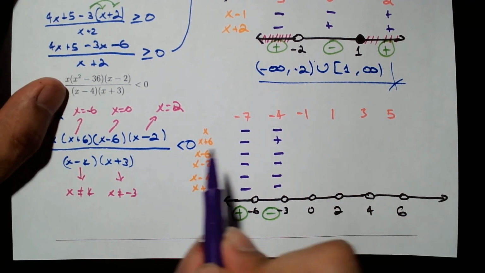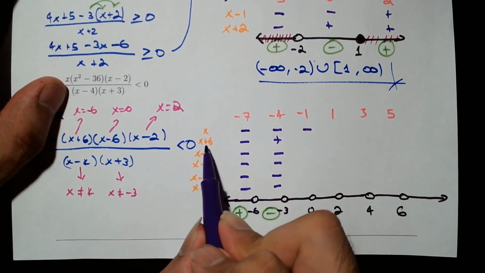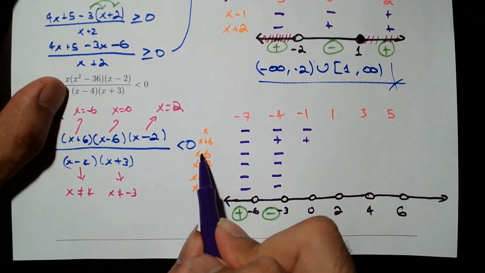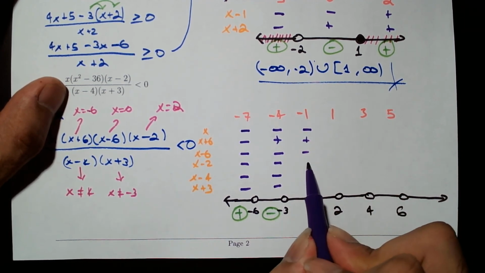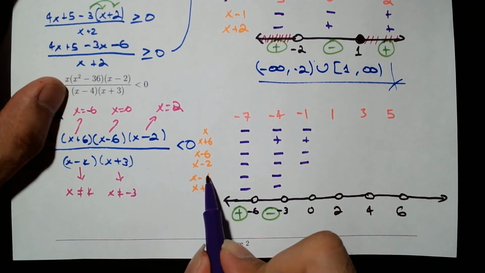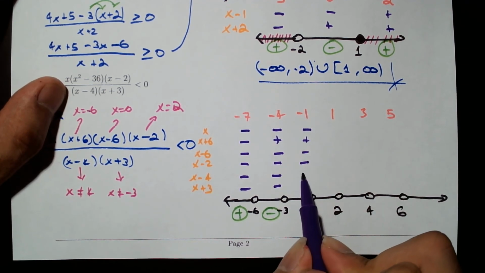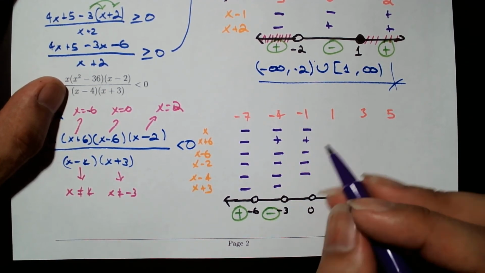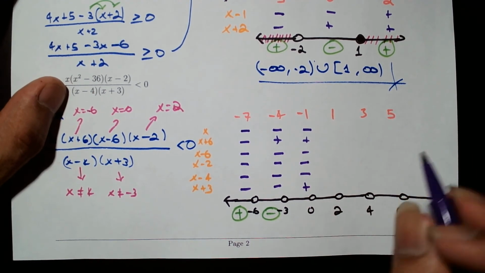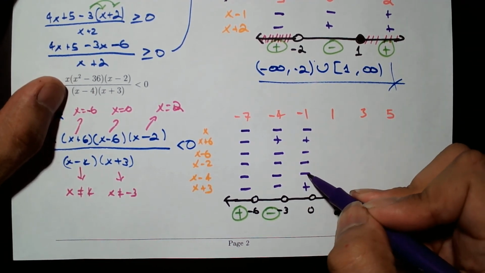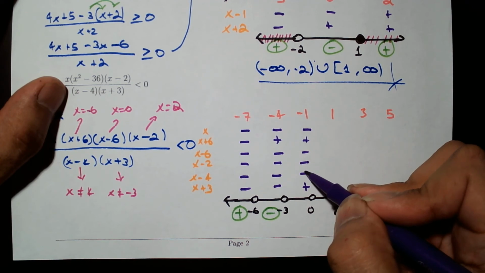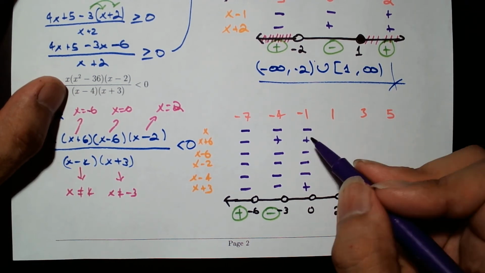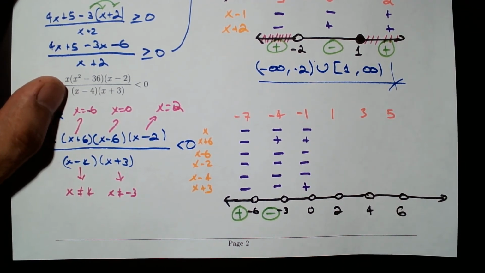Let's go with the next one. Negative 1 is negative. Negative 1 plus 6 is positive. Negative 1 minus 6 is negative. Negative 1 minus 2 is negative. Negative 1 minus 4 is negative. And negative 1 plus 3 is positive. So two negatives make a positive. Two other negatives make another positive. Then with two positives, we are going to get all positives.